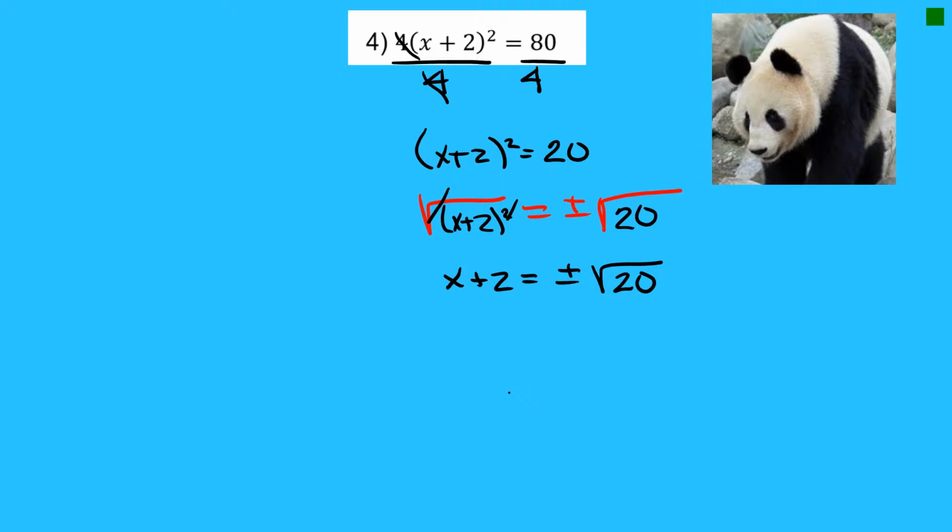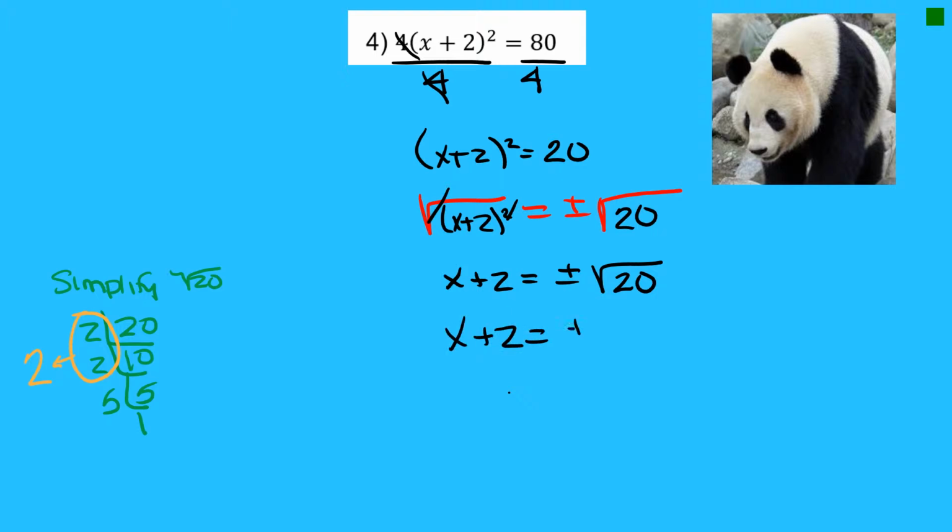Here I am off to the side, and I am going to simplify the square root of 20, and I'm going to do that by hedging. Remember, I divide by 2, 3, 5, 7. Commit to the same number until it stops working. I have a pair of 2's, so I'm going to bring out a 2. So when I go back over here, I have x + 2 equals plus or minus, bring out the big 2, square root of 5.